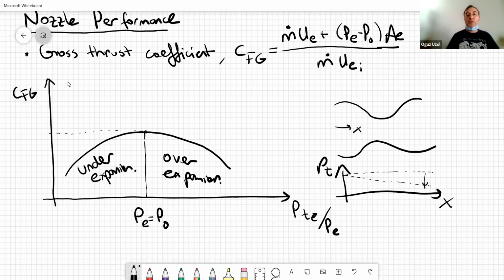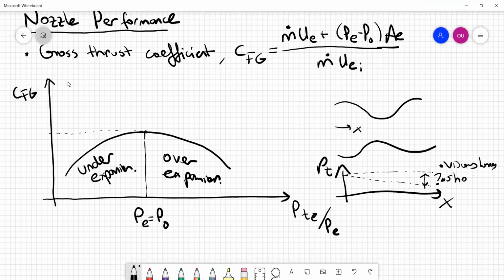So what causes this drop? Losses from the walls. So viscous losses on the walls. Boundary layers, that is. What else? Shock waves. If we have any. Otherwise, in reality, of course, boundary layers are always there.